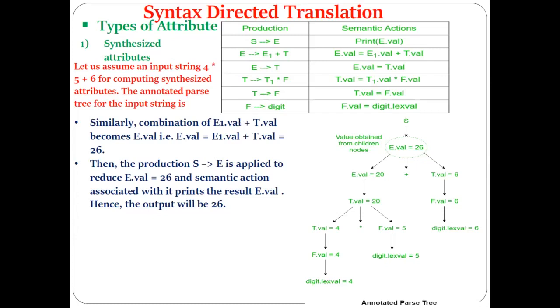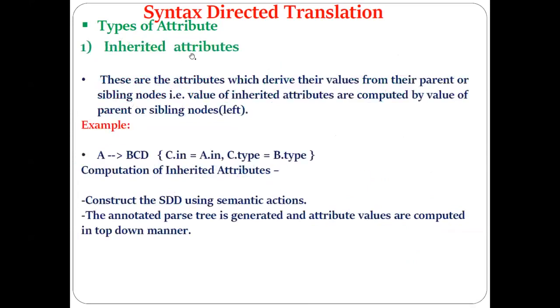we have seen two types of attributes, based on how they calculate their values. So the first type is the synthesized attribute. The second type, here we have the inherited attributes. Okay. Now let's see what exactly it is. Okay, you can read here. These are the attributes which derive their value from their parent or sibling node. That is, the values of inherited attributes are computed with the help of the value of their parent or sibling node. Sibling in the sense neighbor node.